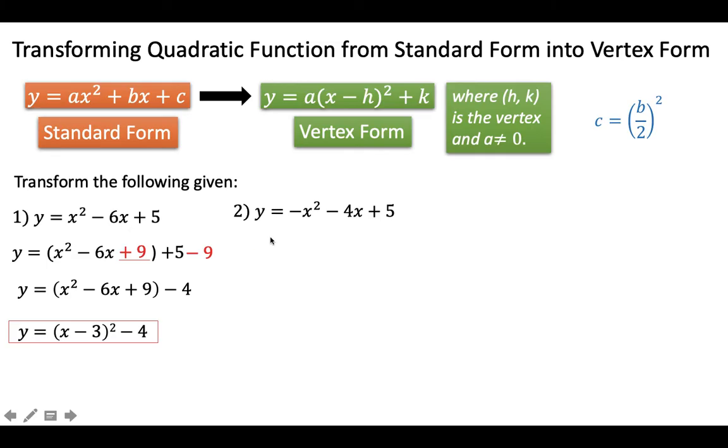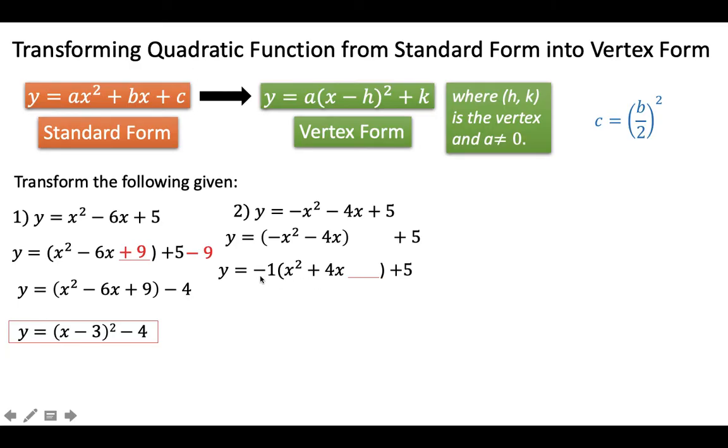Okay, for our given number 2, y is equal to negative x squared minus 4x plus 5. So isolate 5 and leave a space here. But since the a, or the numerical coefficient of our x squared, is negative 1, we will take it away. If we're going to take away the negative 1 here, what will be left inside? It must be x squared plus 4x, because negative x squared divided by negative 1 is positive x squared. Negative 4x divided by negative 1 is positive 4x.